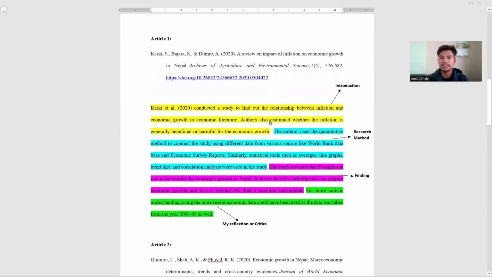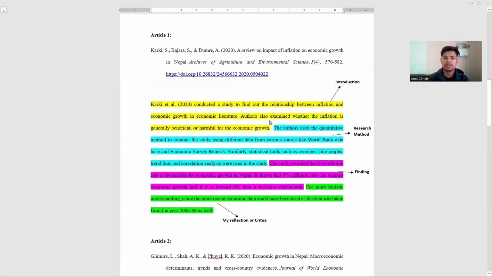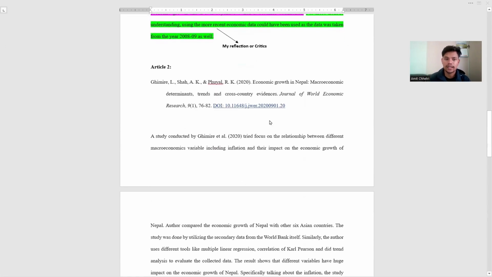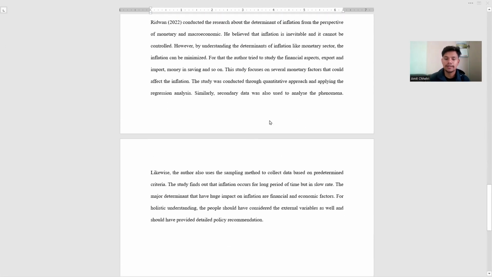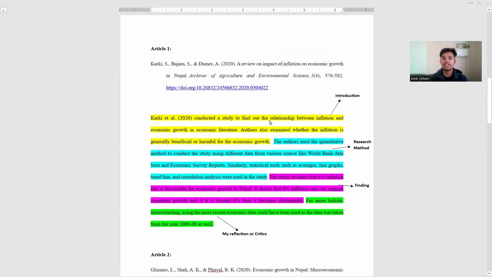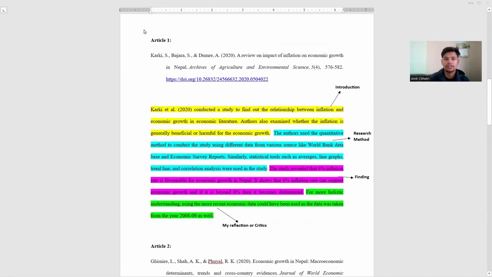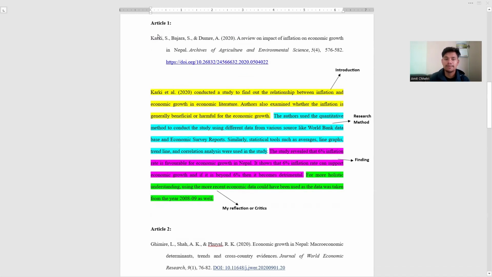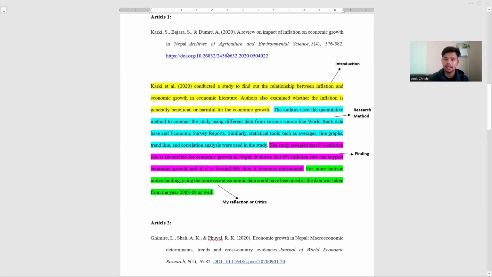So let's see how I did all the annotated bibliography. So welcome to my slides, and I have chosen the 3 annotated bibliographies. So here are the 3 annotated bibliographies that I've done. So let's first understand the format of the annotated bibliography that we have done. So looking at article number 1, this paper was written by Karki, Banjare, and Dumbre in 2020, and the topic of this paper is a review on impact of inflation on economic growth in Nepal.